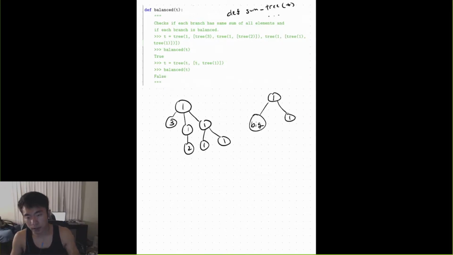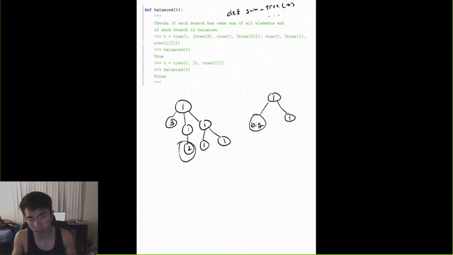And then after that, we want to make sure each of the branches is balanced. Because if one of the branches isn't balanced, then the entire tree is not balanced. So we check the 3 tree. It has no branches, so it has to be balanced. And then we check the 1 branch. It only has 1 branch, so one branch has the same sum across all branches. So therefore that's balanced, along with this 2 tree right here.